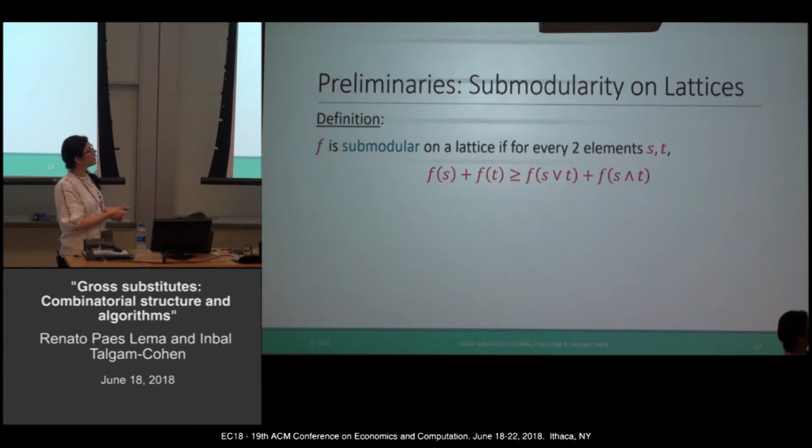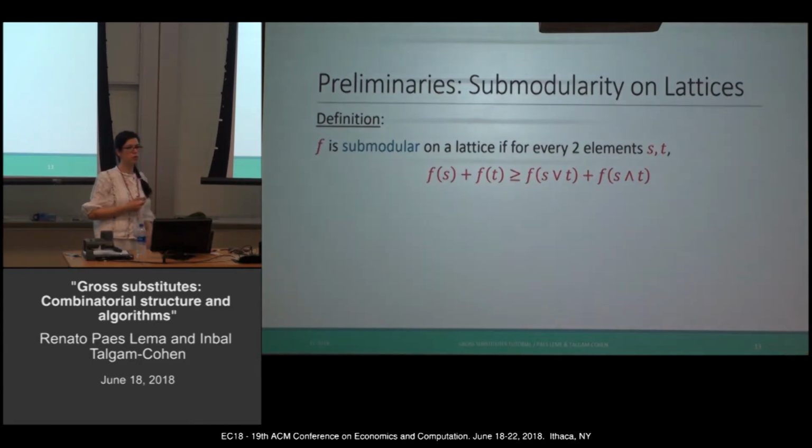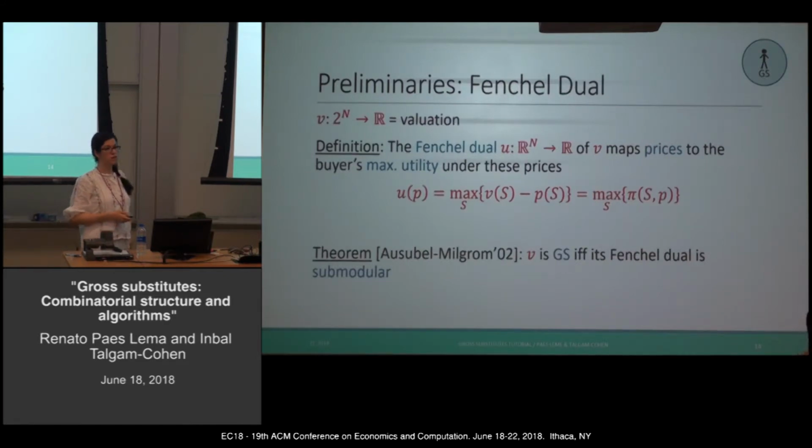Okay. And now to remind you what submodularity looks like on a lattice. A function f is submodular on the lattice if this familiar inequality holds. The only thing to notice is that I used here the join and the meet instead of the usual set union and set intersection. Okay, last piece of preliminaries, the differential dual.